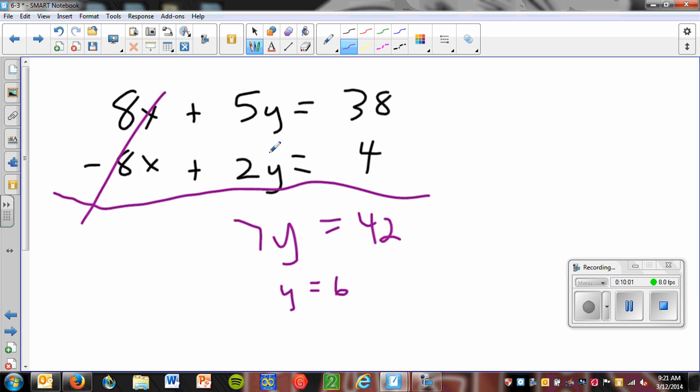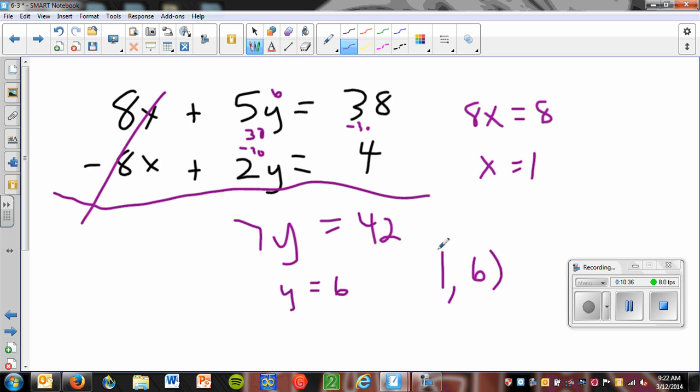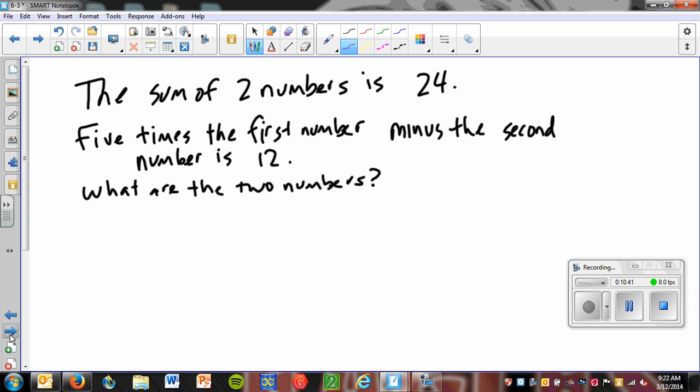We can plug 6 back in either place, doesn't matter. We'll do the top one, so that's now 30. So 8x plus 30 is 38. I subtract 30 from both sides, minus 30, minus 30, and I have 8x equals 8. So divide both sides, x is 1. We found y first, but when we write this, x comes first. 1 comma 6.